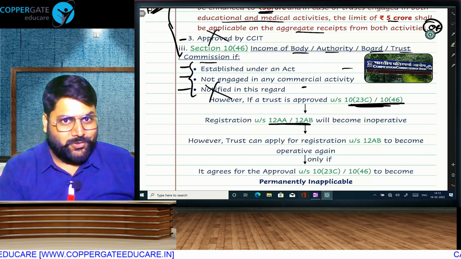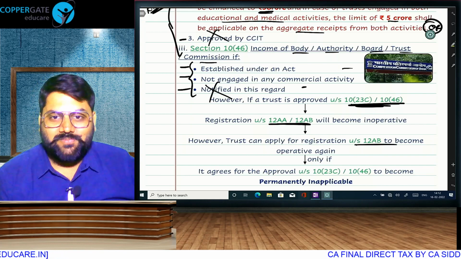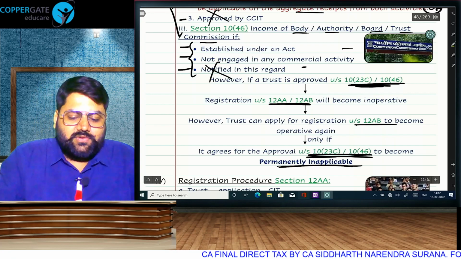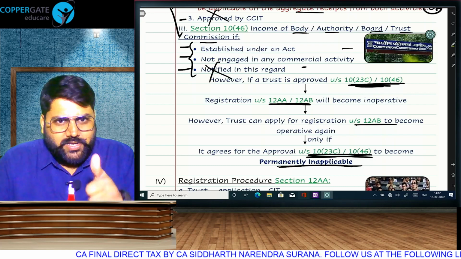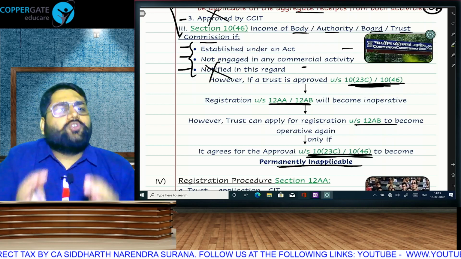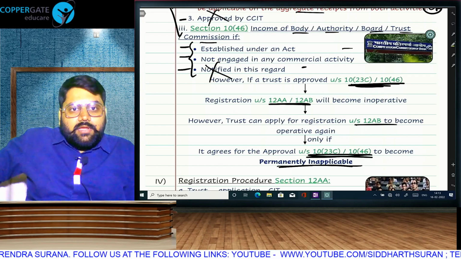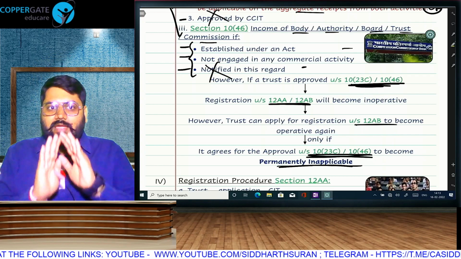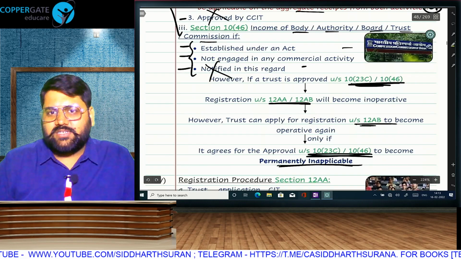And if you don't get section 10 exemption, then you will want section 11, because something is better. You can apply again under 12AB to become operative, but only on one condition, that you now agree that these 2 sections, 10(23C) and 10(46), will never be available to you ever again in life. They will be permanently inapplicable to you. So in short, you register, no section 10 exemption except 3. Agriculture does not require any approval or notification, but the other 2 do. If you are approved or notified, then section 11 is not allowed, because 12AB will become inoperative. And to make it operative again, the only condition is that you agree that section 10 shall not be available to you for lifetime. Then these registrations will become operative again, but section 10 will not be available ever.